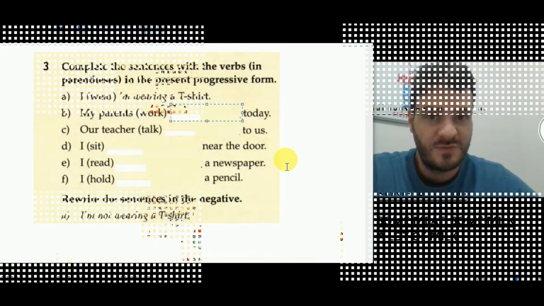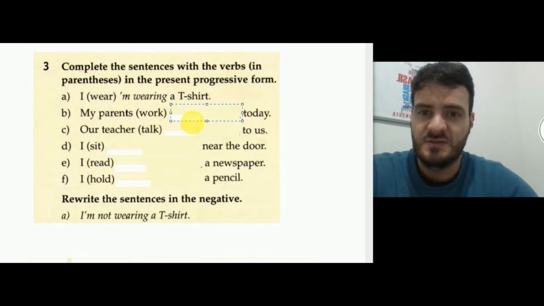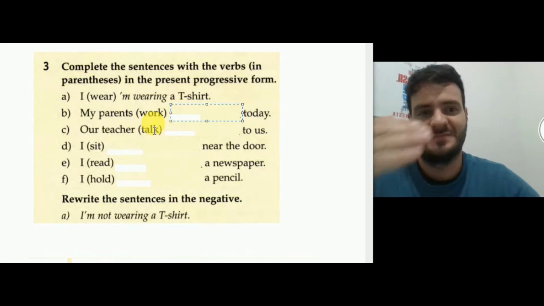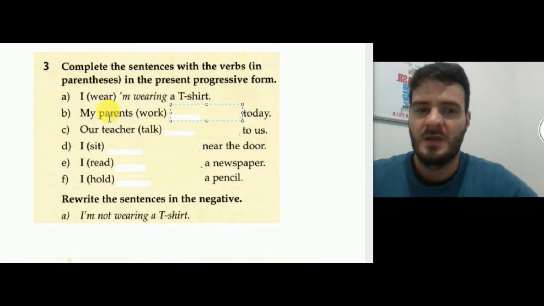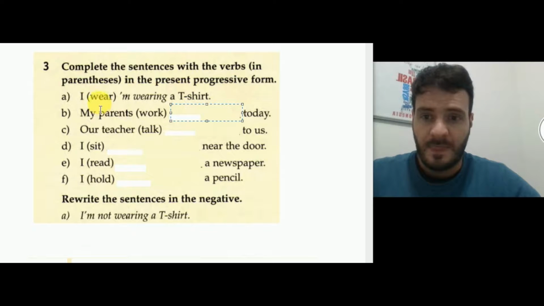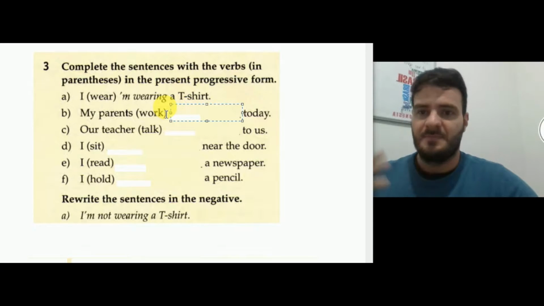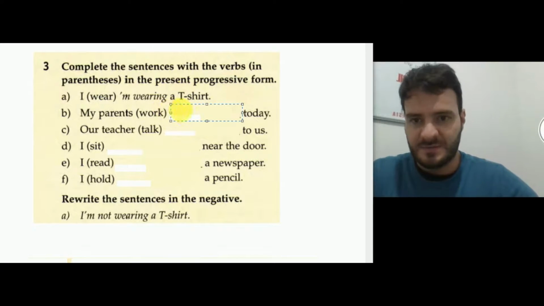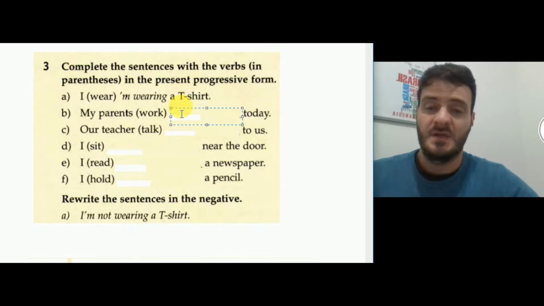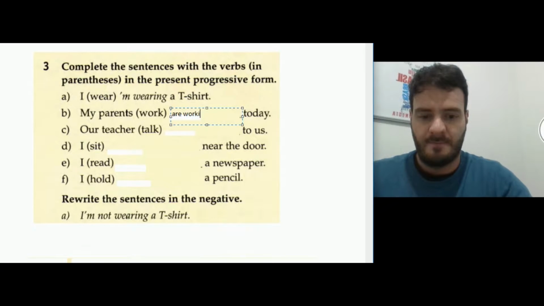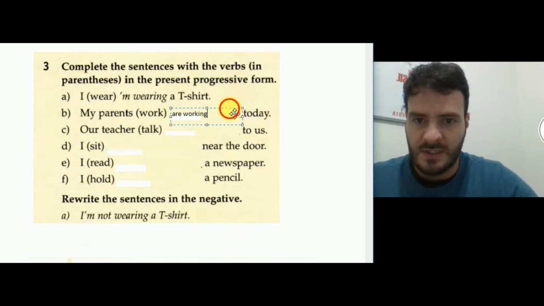So let's continue the exercise here. Complete the sentences with the verbs in parentheses in the present progressive form. Present progressive: I am working, I am studying. Here, I have an example. I, the verb wear, a t-shirt. So I'm going to say, I am wearing a t-shirt. Okay? In this case, my parents work. Present continuous, my parents are working. My parents are working today.